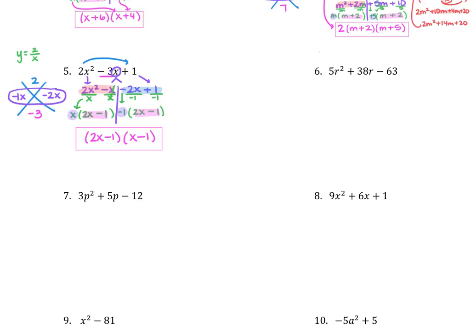Again, remember that you can FOIL those or box method to double check my answer. I'm going to skip that step just to save some time on the video. All right, on number 6, I'm going to look first at that first term and last term.